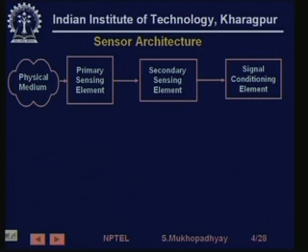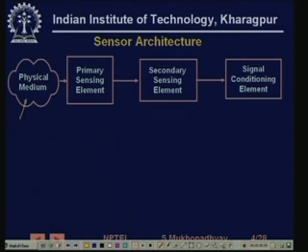So, look at this picture, basically a block diagram, where we have the physical medium. It is the medium where the variable of interest exists. It may be temperature, it may be pressure, whatever. In this case, we are interested in pressure, force, etcetera. That pressure will first be sensed by a primary sensing element, something that will produce another variable which will be roughly or accurately proportional to the pressure. That variable may be a displacement, or it may be a strain.